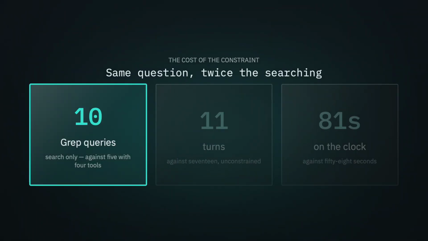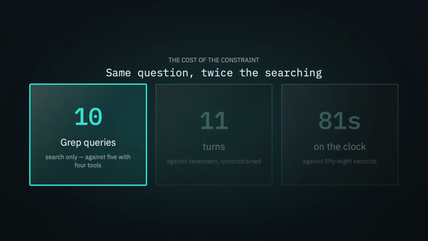So here is what the constraint cost. The run with 4 tools answered in 5 Grep queries. The search-only run took 10. Twice the Grep queries for exactly the same question, though fewer tool calls in total, 16 against 10, because the unconstrained run spent most of its calls reading and listing instead. It also took longer on the clock, 81 seconds against 58, although it needed fewer turns to get there. That is the price. Now the part that actually matters.